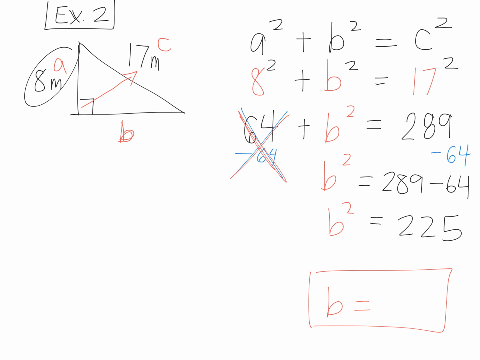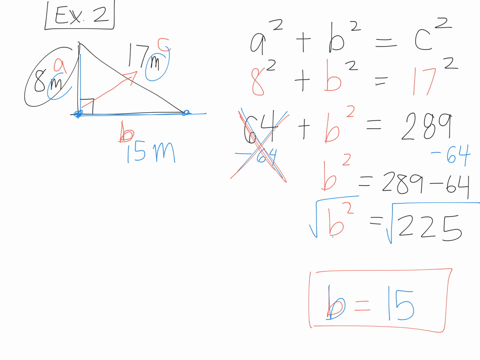Am I done? I don't want to know what B squared equals. That's great, but I want to know what B equals, so I have to do the square root. Square root of B squared is B. Square root of 225 is 15, so B equals 15 meters. If this is in meters, not squared, it's a side length. The distance from here to here is 15 meters. The distance from here to here is 8 meters. And then the hypotenuse is 17 meters, which makes sense. The hypotenuse is the longest side. Is 17 the largest number in this triangle? Yes. So we solved the triangle.